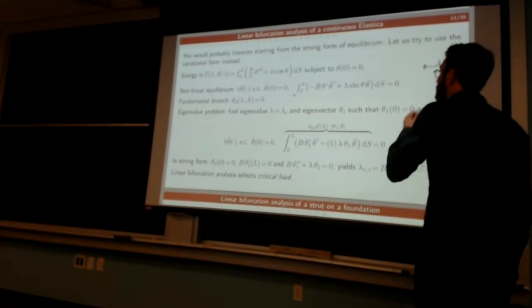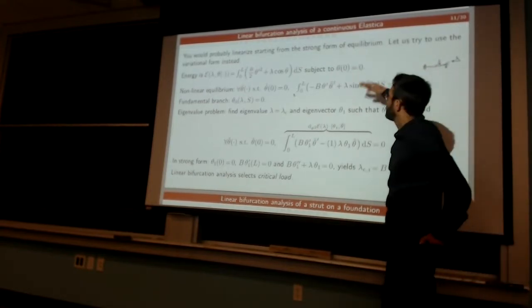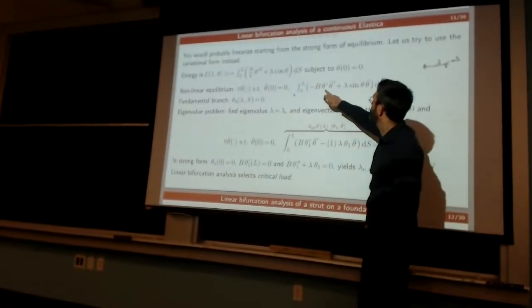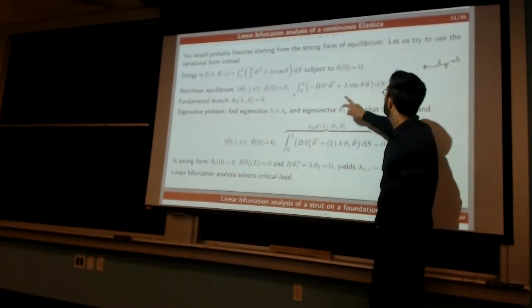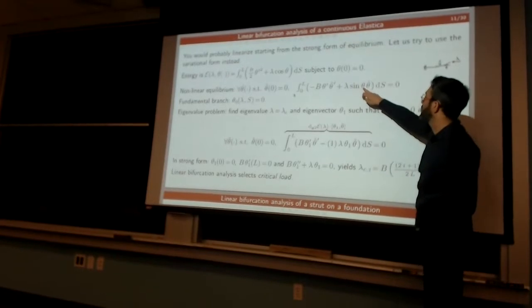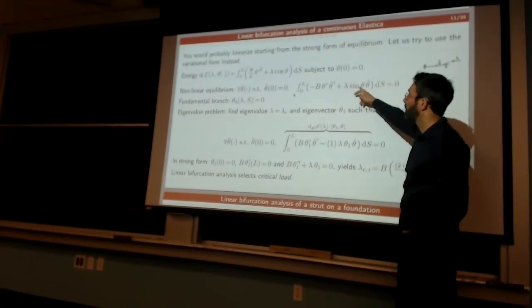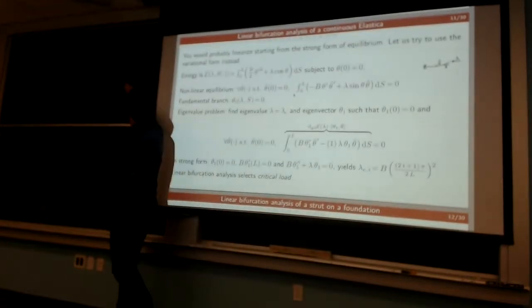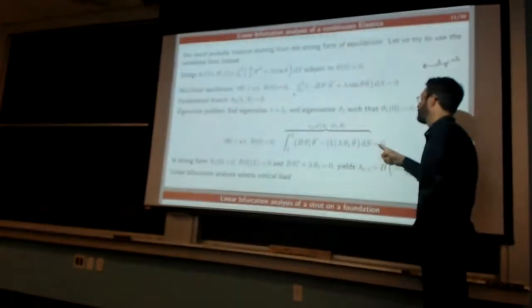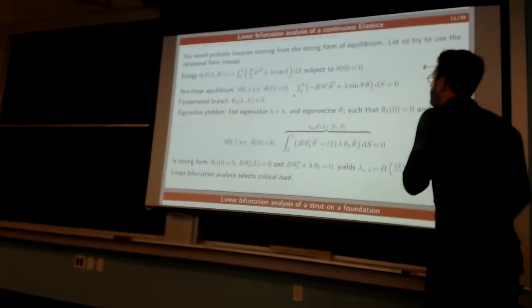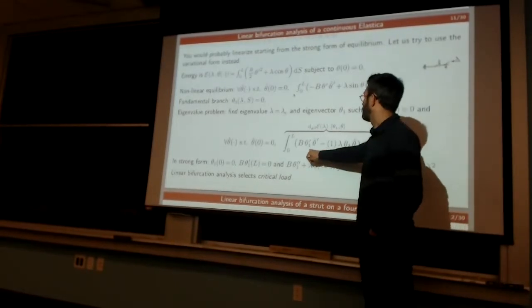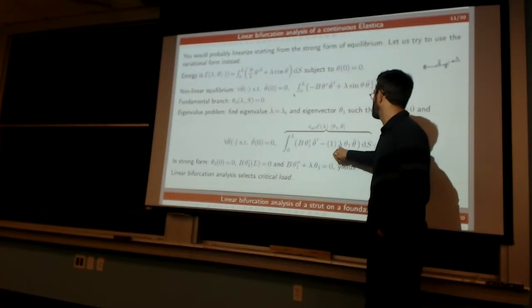Then we apply the same recipe again. We start from the nonlinear equilibrium and take a second variation. This term here is already linear with respect to theta, so that makes theta 1. And this one is sine, so when you linearize, it becomes cosine theta times theta 1, and cosine theta you need to evaluate on the unbuckled branch, so it becomes 1, and you have this second variation. So now it's a linear problem for theta 1 that has an eigenvalue lambda, right?